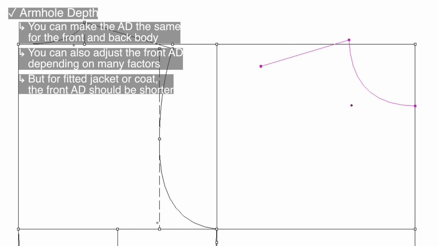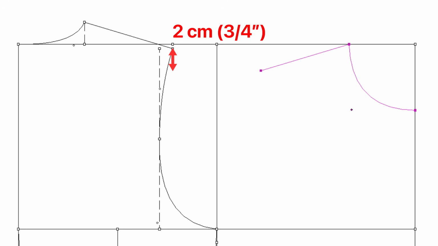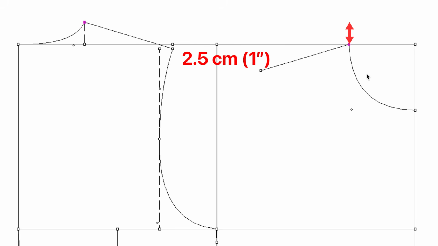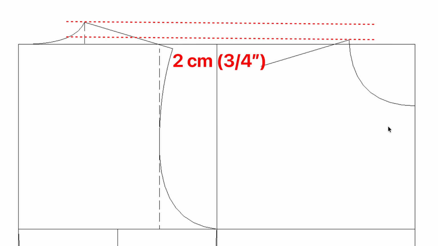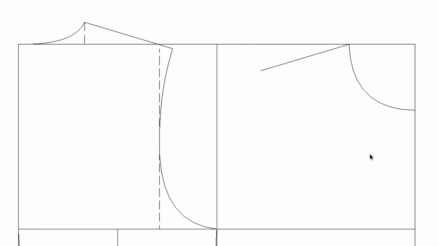But if you make a fitted jacket or coat, the front armhole depth should be shorter than the back armhole depth. If you ask me how much, about 2 cm difference would be a good starting point. The 2 high shoulder points are 2.5 cm different. Of course, you can make it exactly 2 cm difference, but I would leave it for now.